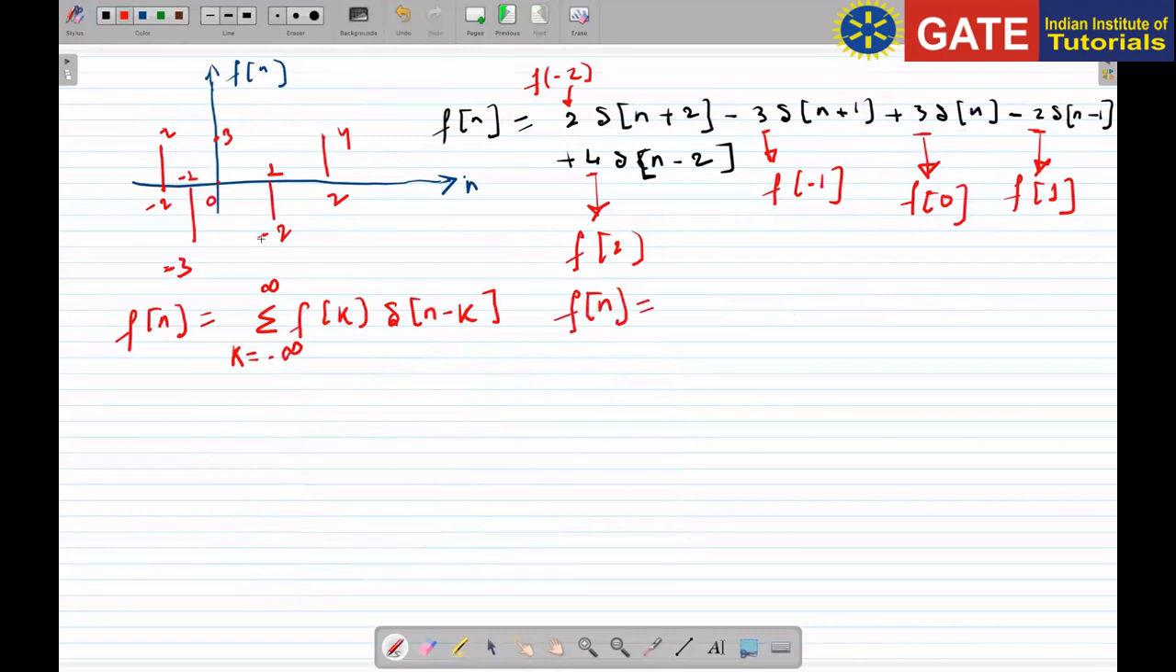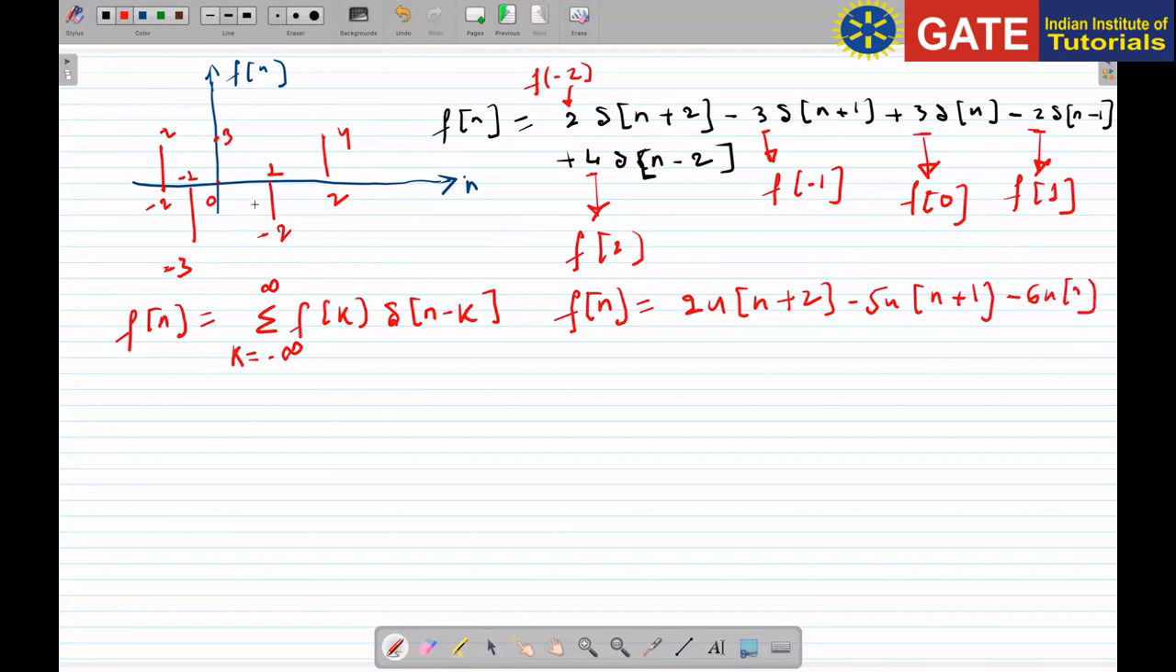f of n is equal to 2u of n plus 2, step change of minus 3 to 2. In terms of unit step function we are writing, not in terms of delta. So it is now minus 5 u of n plus 1, 3 minus of minus 3, 6, minus 6 u of n.